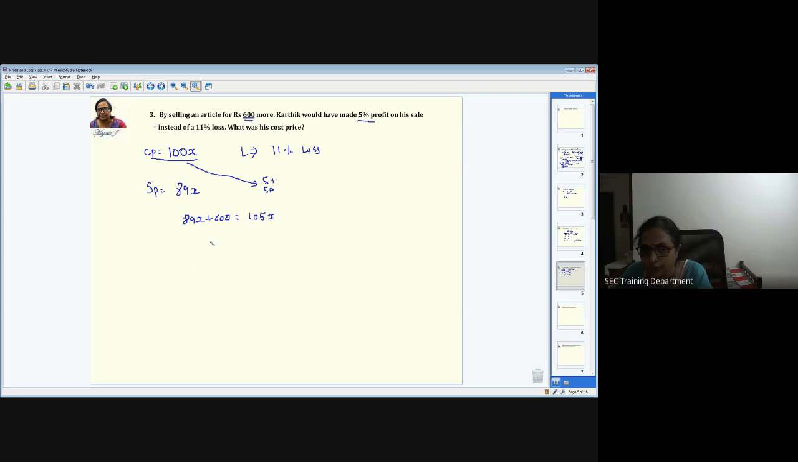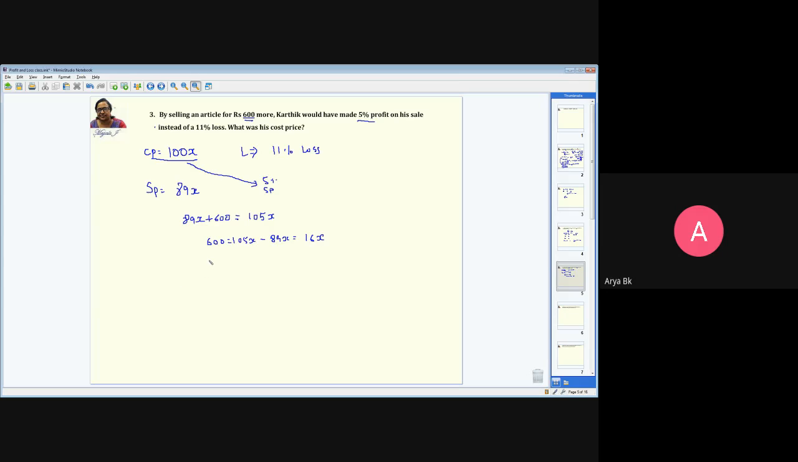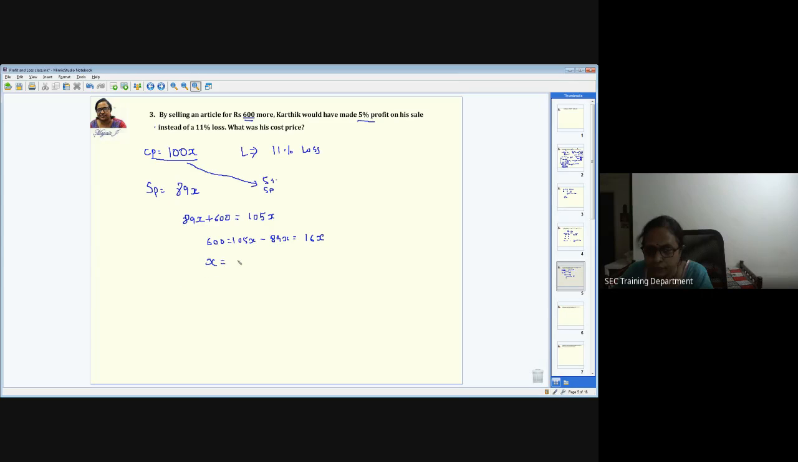So what do you calculate now? 600 is nothing but 105x minus 89x. So that is nothing but 16x. So what is x equal to? 600 divided by 16.